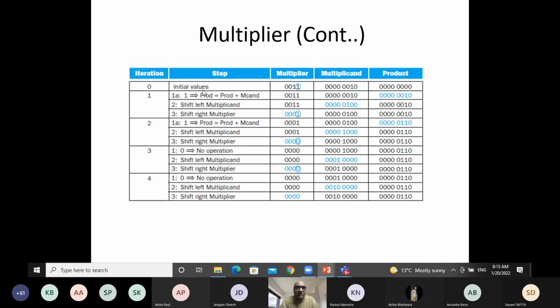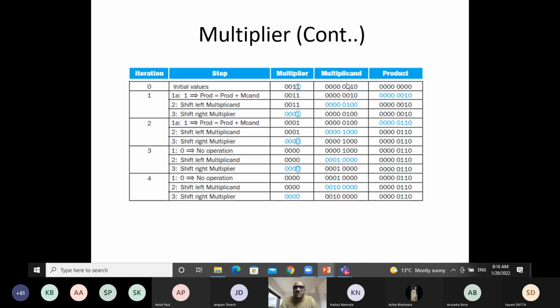First of all, we need to check the initial values, that means the least significant bit of the multiplier. Then based on that, whether the addition has to be performed or not. And here, since the least significant bit equals 1, the multiplicand will be added to the product, because the product is originally 0.